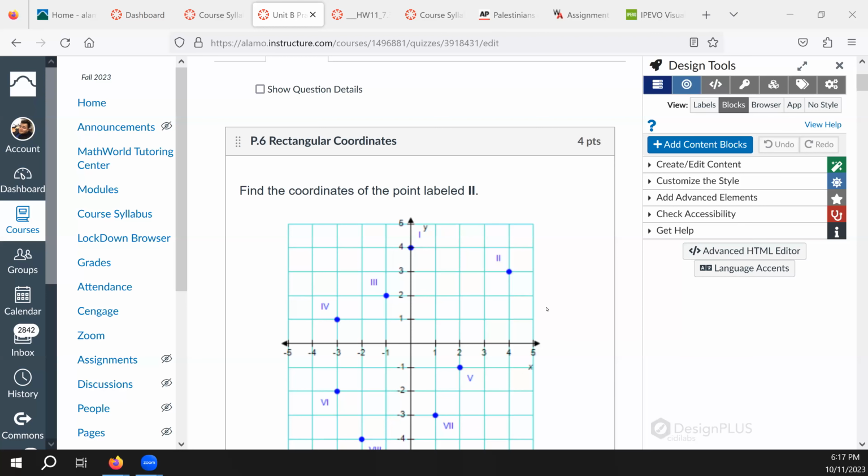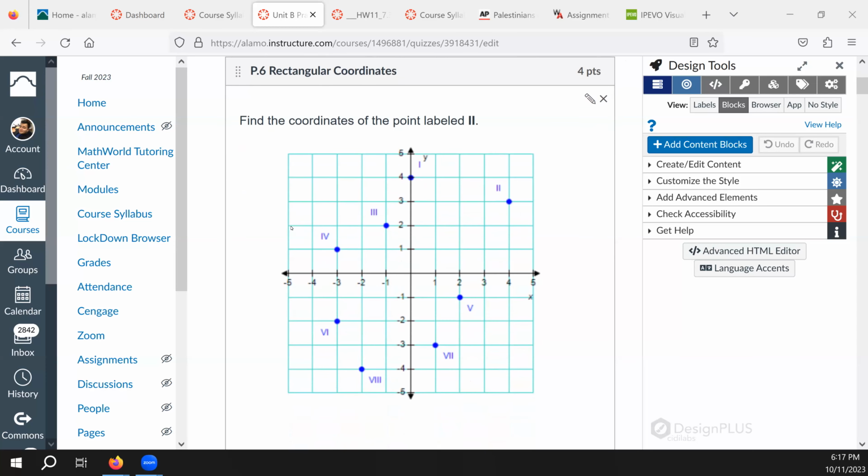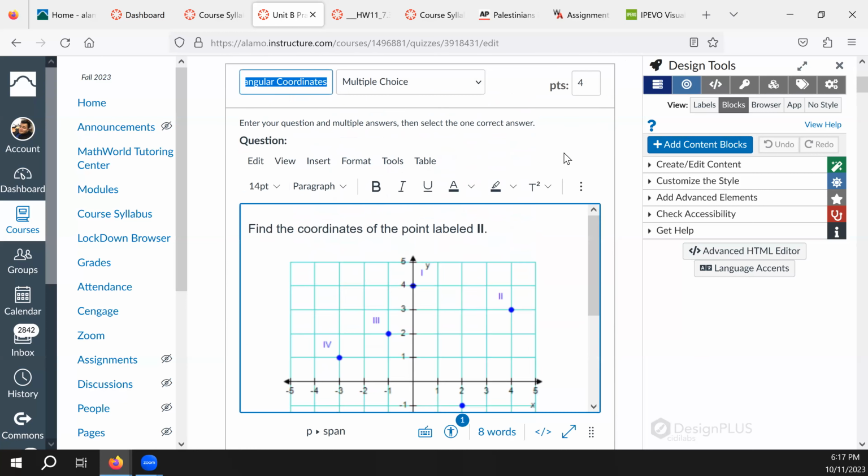All right, so P6, this is related to P6. I don't think we need to spend too much time on this. They just want you to... can you guys see the review test? Yes, sir. Okay.